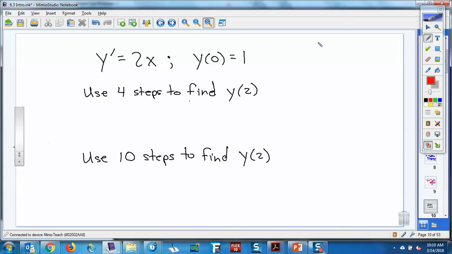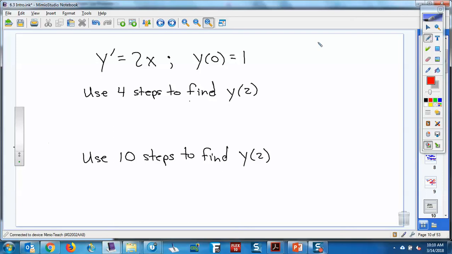Now, I've already solved it for you on the board here. You don't have to write this other part down yet, the 4 steps, the 10 steps. Well, you can write the 4 steps if you want. Now, we already know the answer, and what we're going to try to do is find y of 2.